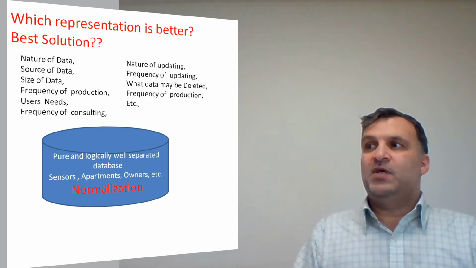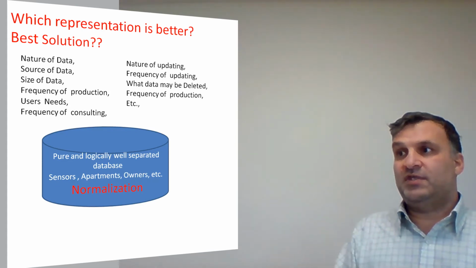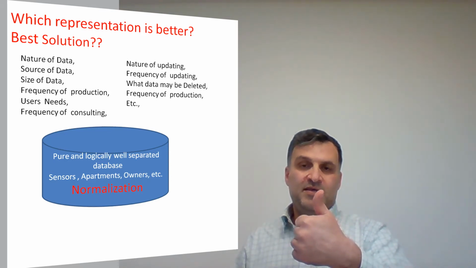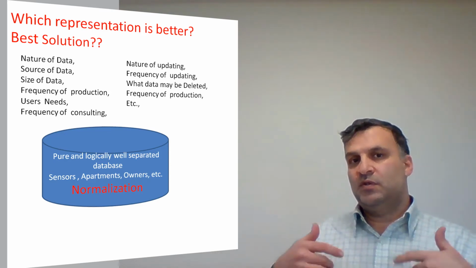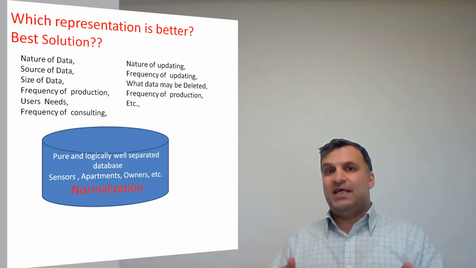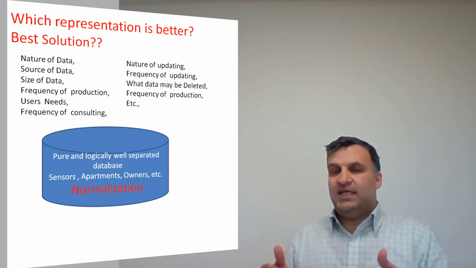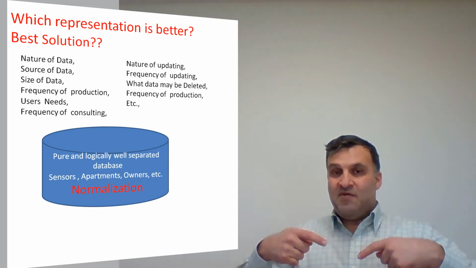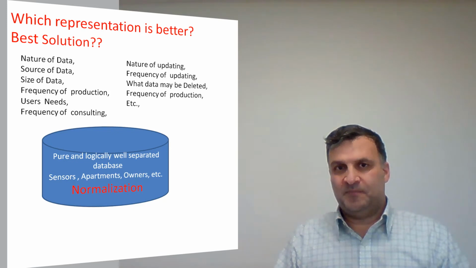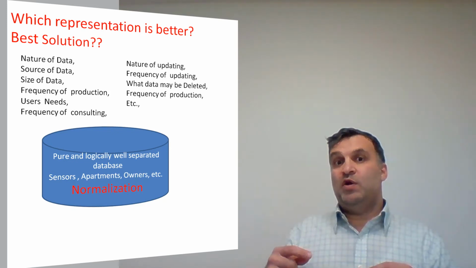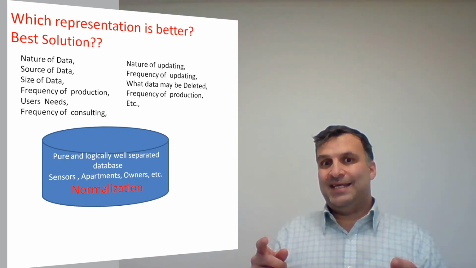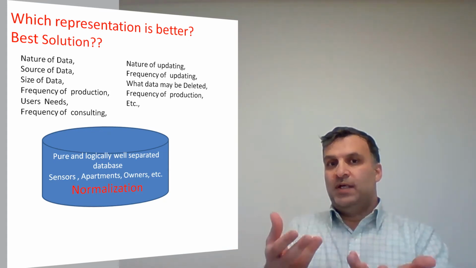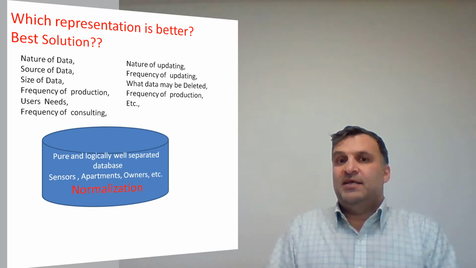Frequency of production, user needs, as we saw in the previous slide. Frequency of consulting. If we have one user, like the city manager, he may want to consult the data one time each year. He is not like the inhabitant. He wants to see every time what happened in his apartment. So regarding our case, perhaps it will be a good idea to create a permanent view, a permanent table, to show the inhabitant what happened in the apartment.